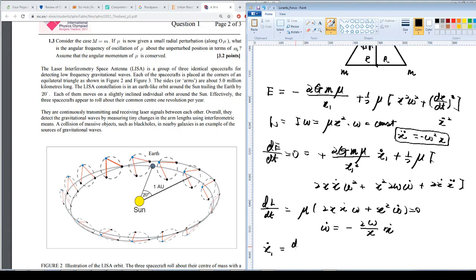So the remaining thing is just to get rid of x1 dot, replace x1 dot. To do that, we will do dx1 over dx times x dot. If we change x slightly, how does x1 change? Well, for that one, we will say x1 is equal to x times cosecant alpha, right?